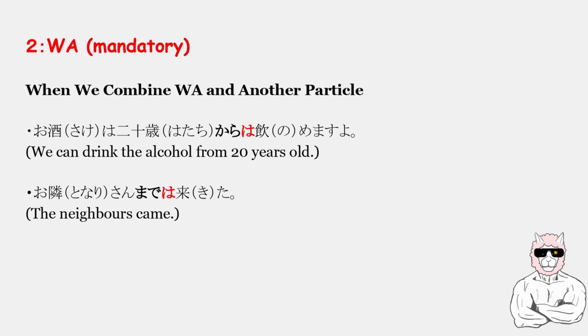So we have seen the mandatory は when it's combined with another particle. For example, お酒は20歳からは飲めますよ。お隣さんまでは来た。Is it clear? Did you get the rule?